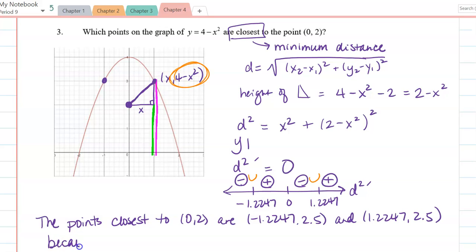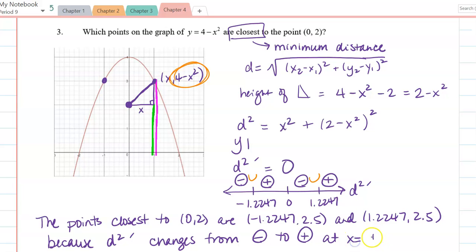Because d squared prime changes from minus to plus at x equals plus or minus 1.2247. All right, that's it.